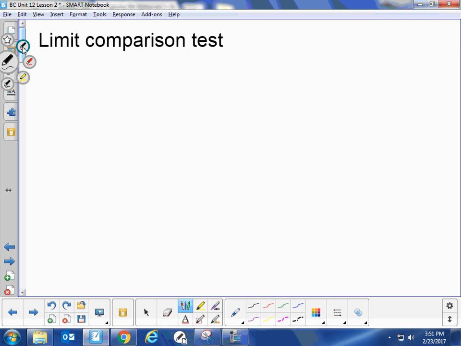Okay, let's talk about the limit comparison test now. This is a test that is actually easier to use than direct comparison, but it follows along with the direct comparison test.